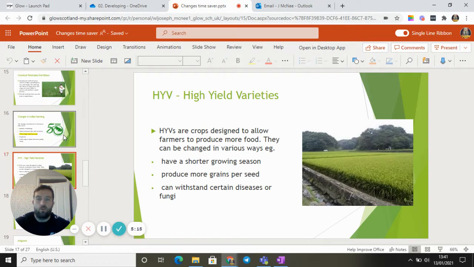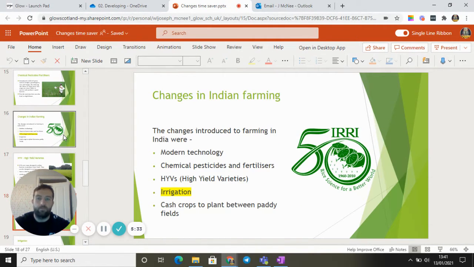Again, giving you more rice to either eat for the family or to sell for money. And then to try and eliminate the use of chemical pesticides, some of them were designed to withstand certain diseases or fungi so that more of your crop would survive, so that you would have more rice, again, to feed your family or to sell and make money, thus improving your quality of life.